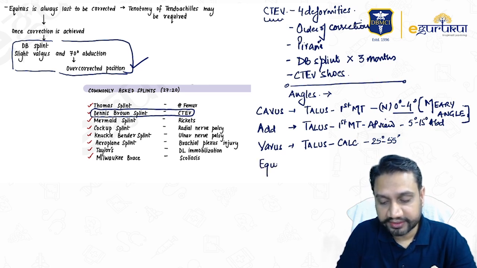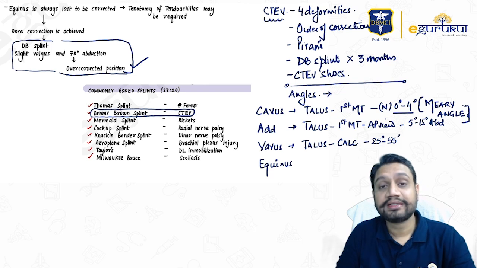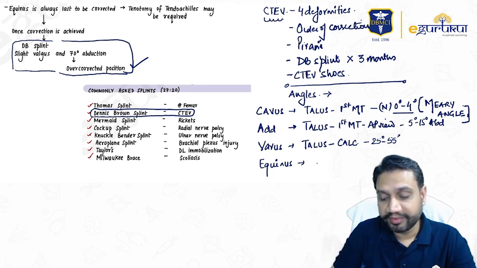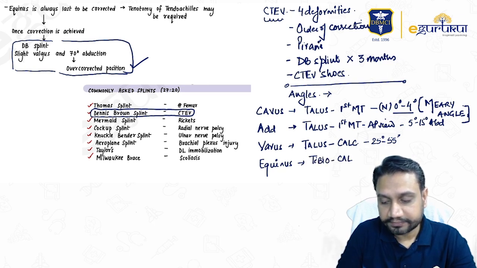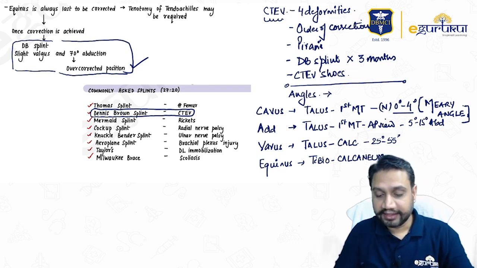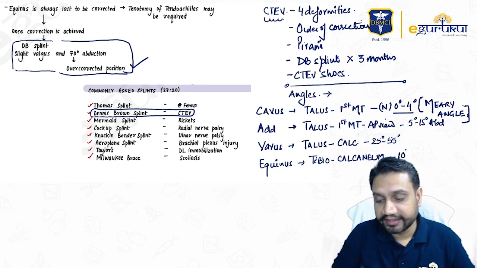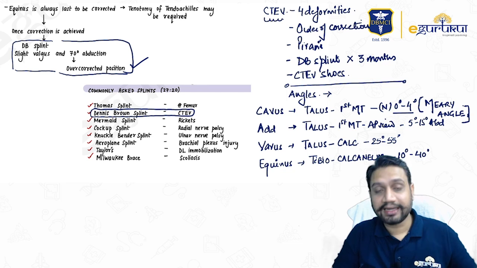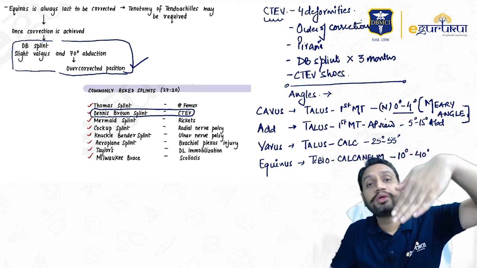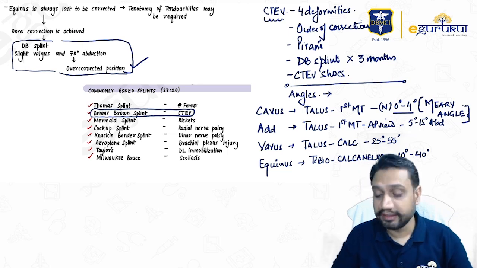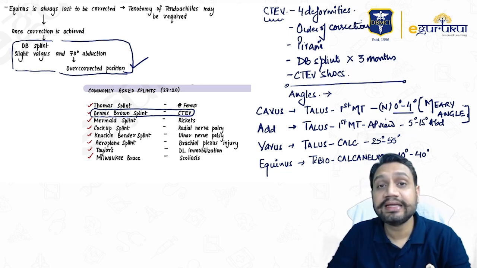Now to check the equinus, ideally what happens here, the talus goes down into plantar flexion as a part of CTV. So what we measure is an angle between the tibia and the calcaneum in the lateral view. That gives you an idea about the increase in the angle. Normally this angle is 10 degrees to 40 degrees. When the talus goes down, obviously the calcaneum will also go down. So the accurate angle will be measured not from the talus but from the calcaneum. So this angle, normally 10 to 40, will increase in CTV.